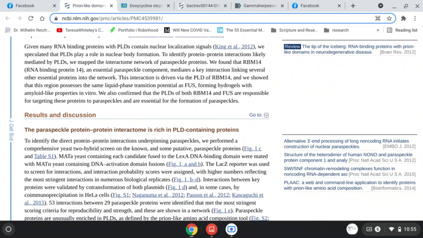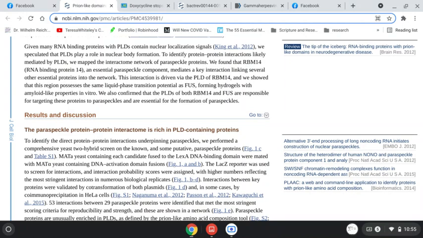MAT-A yeast containing each candidate fused to the LexA DNA binding domain were mated with MAT-alpha yeast containing DNA activation domain fusions. The LacZ reporter was used to screen for interactions, and interaction probability scores were assigned, with higher numbers reflecting the most stringent interactions in numerous biological replications. Interactions between key proteins were validated by co-transformation of both plasmids, and in some cases by co-immunoprecipitation in HeLa cells.